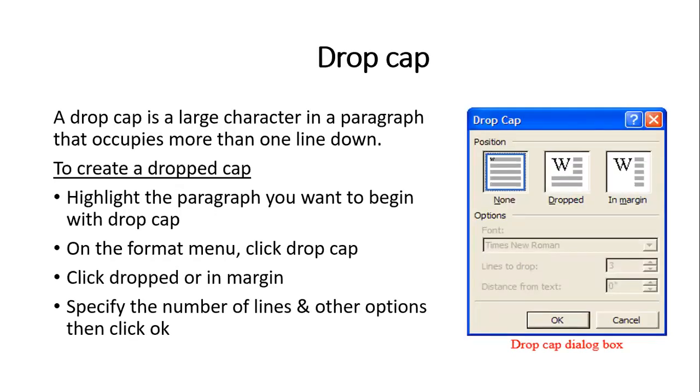Now, drop cap, this is the large character in the paragraph that occupies more than one line down. To create a drop cap, simply highlight the paragraph you want to begin with the drop cap. Then on the format menu, click drop cap. Click dropped or in margin, then specify the number of lines or other options, then click OK. As you can see in the diagram there, it just illustrates how drop cap can work.